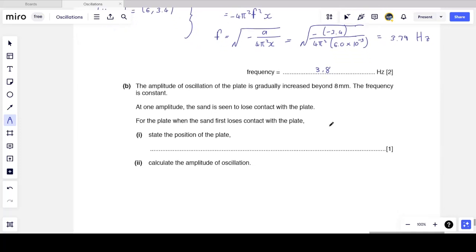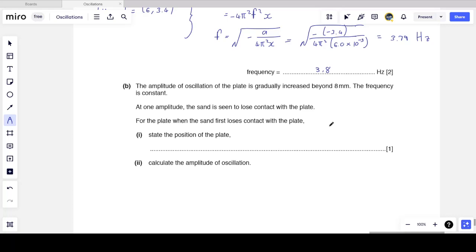Part B is something different. It says the amplitude of the oscillation of the plate is gradually increased beyond 8 millimeters, beyond the maximum that it was, and the frequency is constant. At one amplitude, the sand is seen to lose contact with the plate. For the plate, when the sand first loses contact with the plate, state the position of the plate. So if the sand loses contact with the plate, where do you expect this would be? Well, it would obviously be when the plate starts to suddenly move downward.